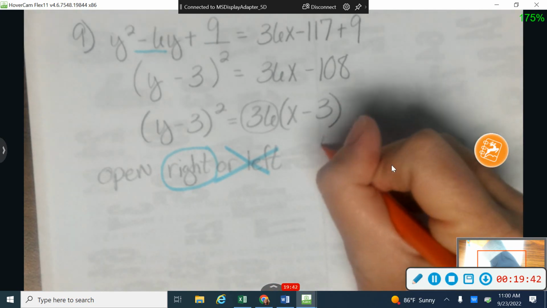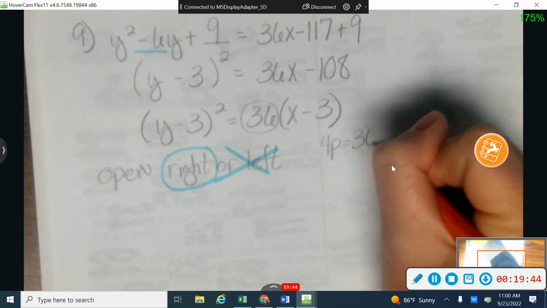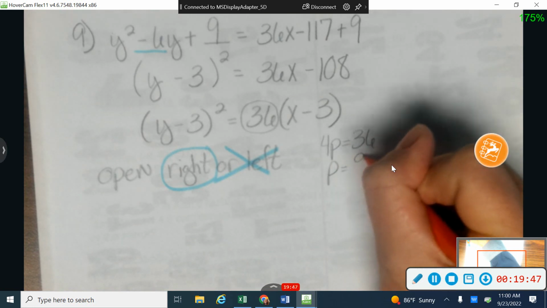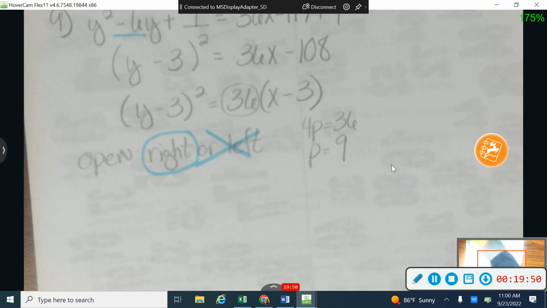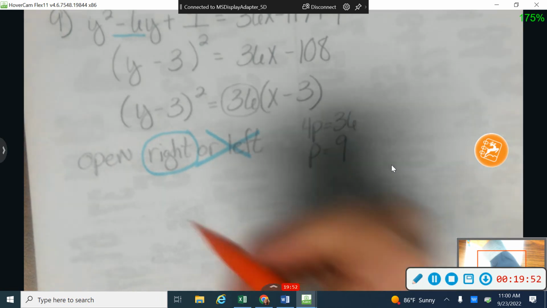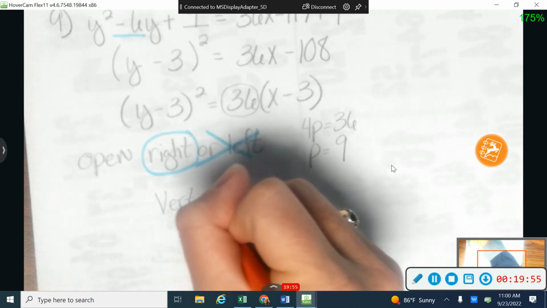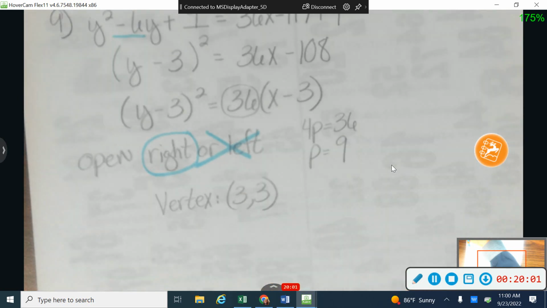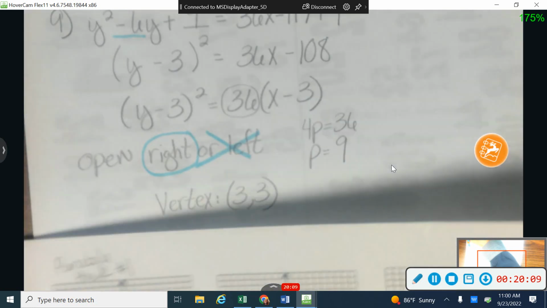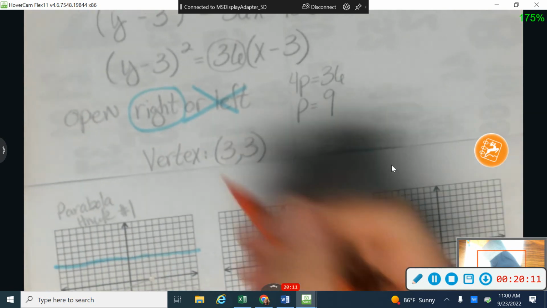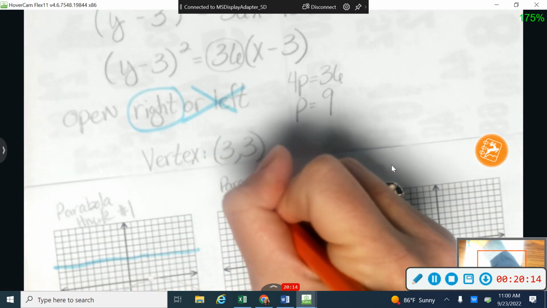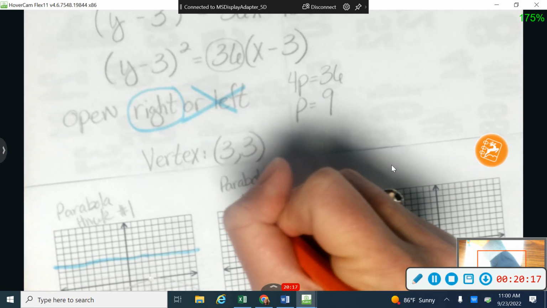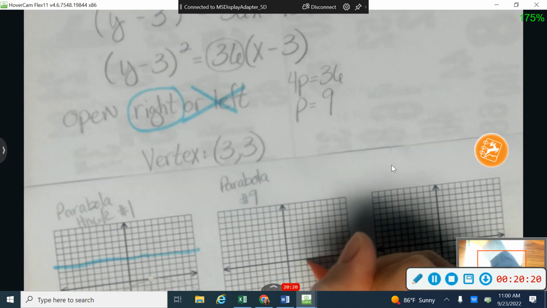So we know that we're going to open to the right. Okay, let's go ahead and find p. So if 4p is 36, what's p going to be? Just 9. Okay, my vertex is my center point. I'm going to get x from x and y from y and use the opposite sign. This time they come out to be the same. It doesn't always happen. It's just kind of a fluke. All right, grab a graph paper. This one's going to be parabola number 9. And I'm going to start with a point at 3, 3.